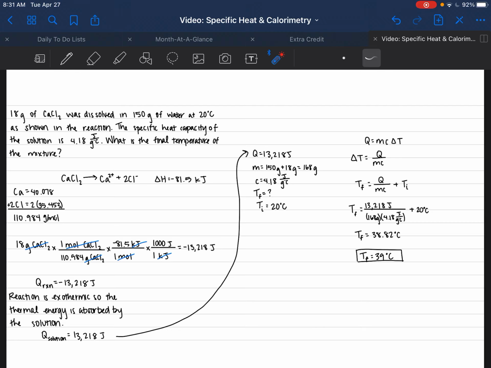At that point, I just plug everything in like I've done before. My final temperature is about 38.82 degrees Celsius. I went ahead and simplified it to 2 significant figures. So our final temperature is about 39 degrees Celsius. Notice this is what we expect. We know that this reaction is exothermic and gives off heat. We know that it was initially 20 degrees Celsius, so we would expect it to increase in temperature since it's absorbing that heat. Take a second, make sure you understand this, and then you'll answer some questions on your own.